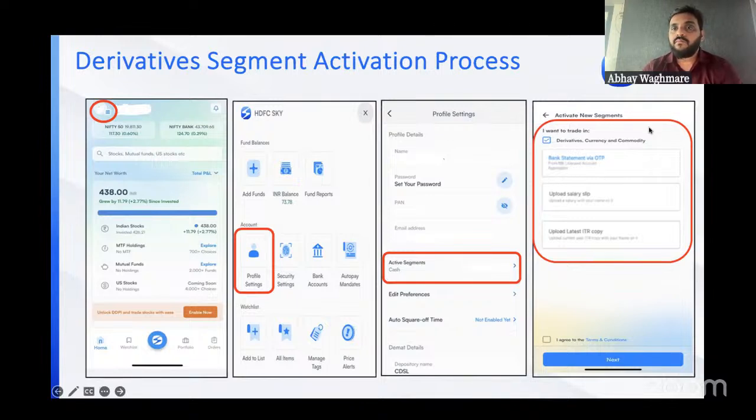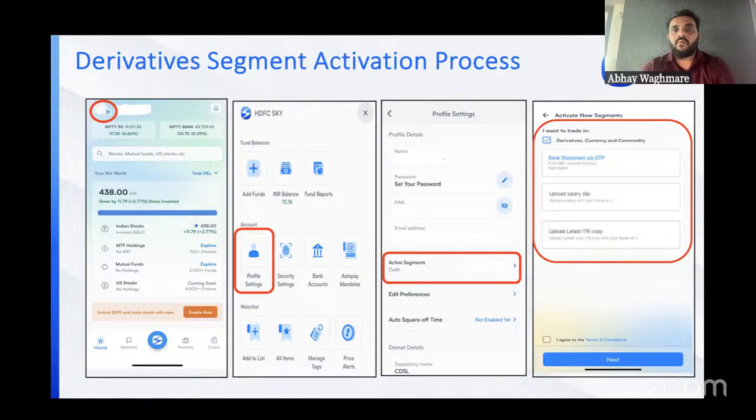which will talk about active new segments, and you will get three options to activate the segment. One is bank statement via OTP. Second is upload salary slip, and third is upload latest ITR copy. The simplest and easiest way among these is that you do it via bank statement via OTP. The reason being it is very simple, and it is a 2 minute process.